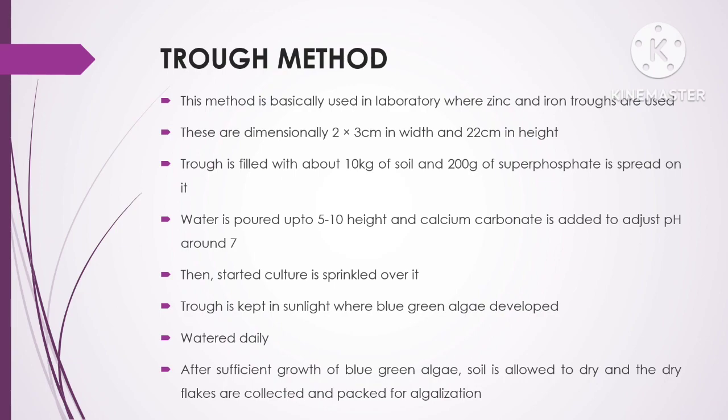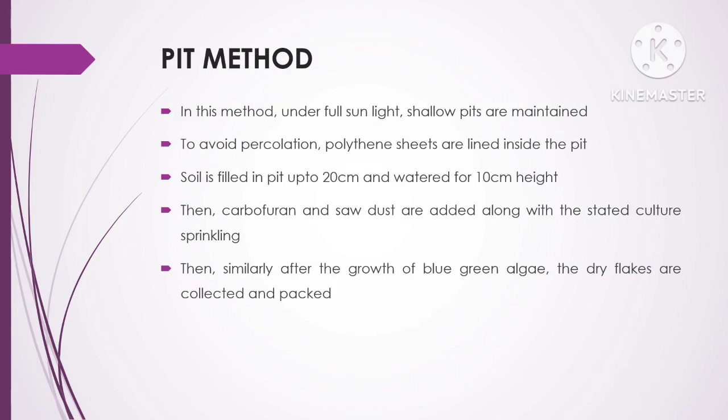The trough is kept in sunlight where blue-green algae develop. In the trough method, you should water it daily. After sufficient growth of blue-green algae, the soil is allowed to dry and the dry flakes are collected and packed for algalization.